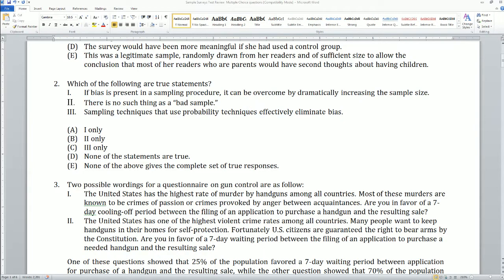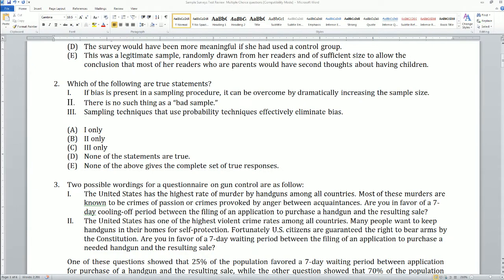Don't feel bad. 95% of students get this wrong. Why do you say B, or D? D. None of these statements are true. Why do you say that? Because if you have a bias, you can't just increase the sample size out of nowhere, because then you would have to retest the whole thing.